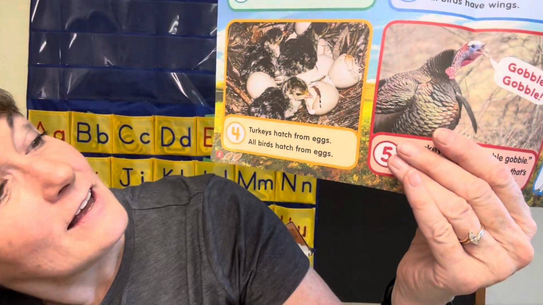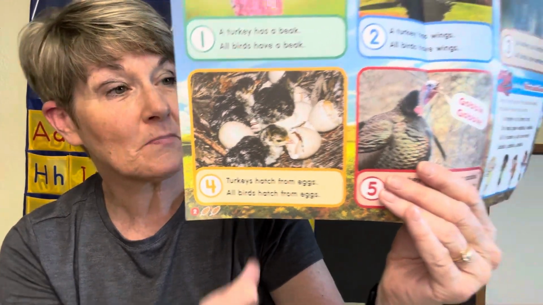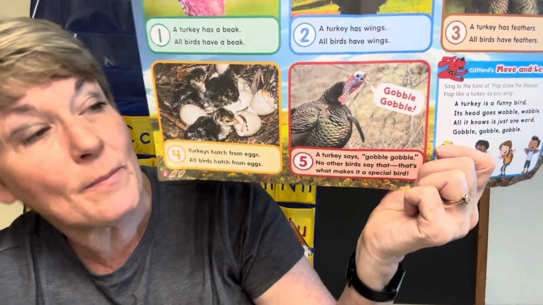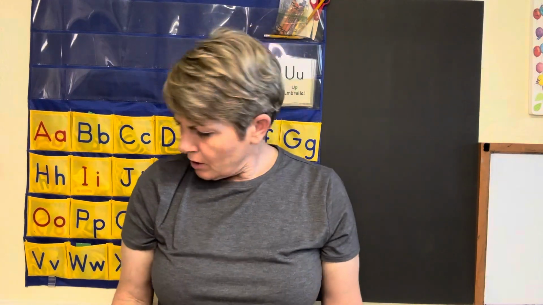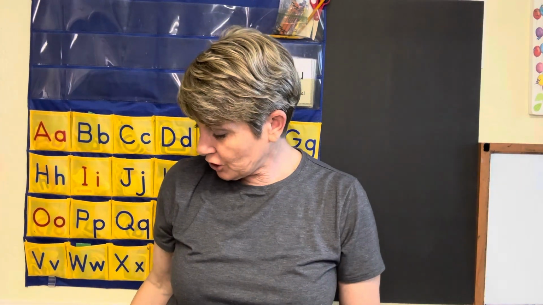Turkeys hatch from eggs. Did you know that all birds hatch from eggs? A turkey says, gobble, gobble. Guess what? No other bird says gobble, gobble. And that's what makes turkeys special. So, you know what? Are we kind of like that? We have things that make us the same as all people around us, but we all have something we do that makes us special, just like a turkey.